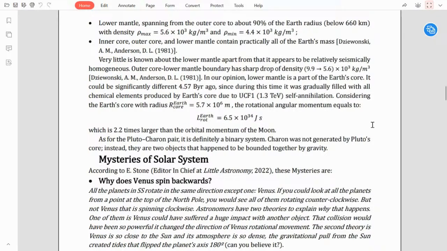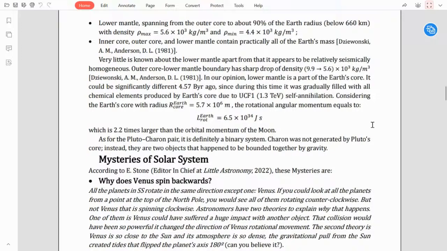In our opinion, the lower mantle is part of the Earth's core. It could have been significantly different 4.57 billion years ago, since during this time it was gradually filled with all chemical elements produced by the Earth's core due to UCF1 1.3 teraelectron volt self-annihilation. Considering the Earth's core with radius 5.7 thousand kilometers, the rotational angular momentum equals this value, which is 2.2 times larger than the orbital momentum of the Moon.